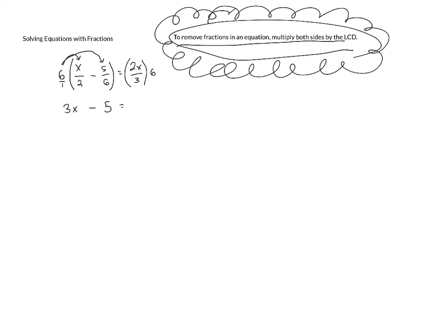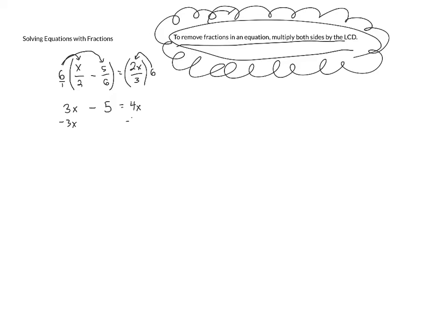Let's look on the right-hand side. We need to multiply 6 times 2x. That gives us 12x. And when we divide 12x by 3, that gives us 4x. Perfect. Now that we've done this, we have an equation that no longer has fractions, and so it's much easier to solve. We have variables on both sides, so we need to get rid of one of those variable terms.